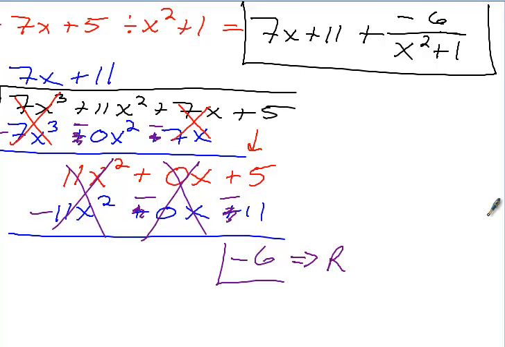Okay? Yeah, 7x times x squared is 7x cubed. 7x times 0x is 0x squared. 7x times 1 is 7x. And then you subtract, and then you drop the 5. Then you do it with the next lead. The next lead coefficient is 11x squared. What do I multiply with x squared to get 11x squared? 11. So 11 times x squared is 11x squared. 11 times 0x is 0x. 11 times 1 is 11. And then you subtract, so change all your signs, and then add them.